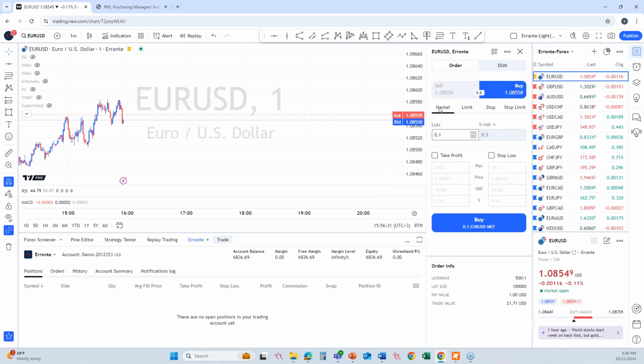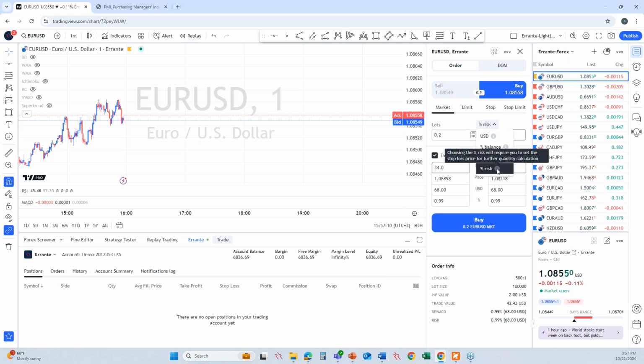So one very, very important thing when it comes to market execution or any other type of trading orders is that you have the ability to set all of your trading plan here in advance. Very simple. For example, you can set the risk. You have your leverage here, your lot size, your pip value here, and everything. So if you want to set the risk percentage, and if you stay here, you can see choosing the percent risk will require you to set the stop loss price for further quantity calculation. So it means you can just do your position sizing calculations easily on the chart and through this trade window.